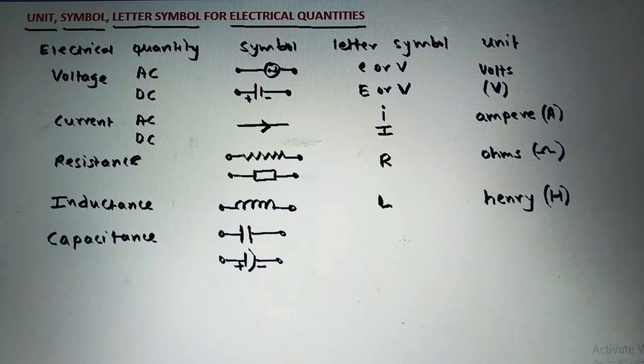The capacitance has a letter symbol of capital C, and the unit of capacitance is farad. Capacitance is always measured in farad and it is denoted by capital F. Next electrical quantity that we will take here is reactance.